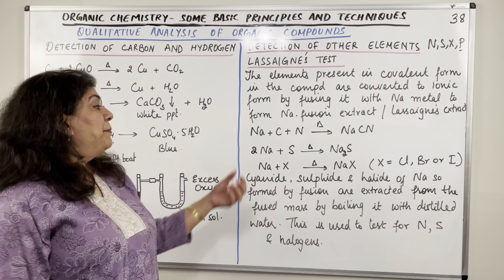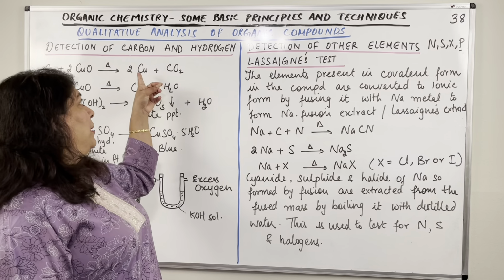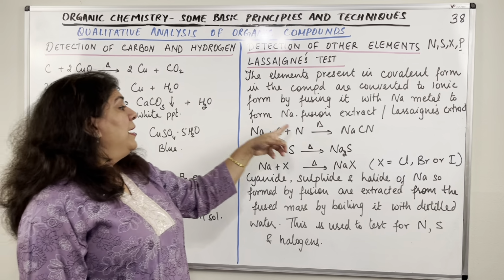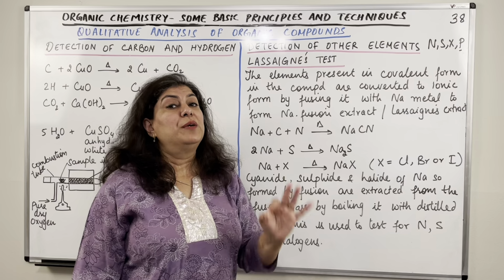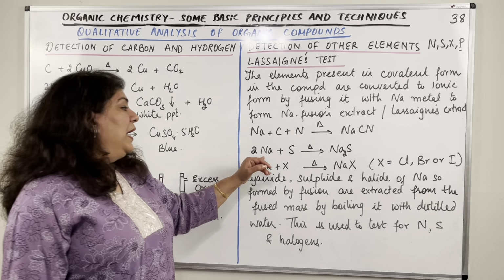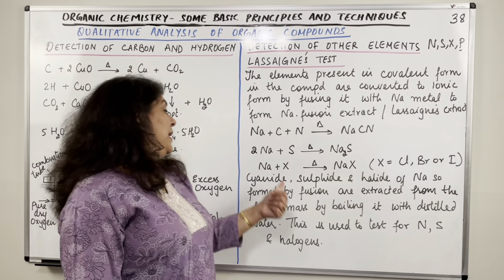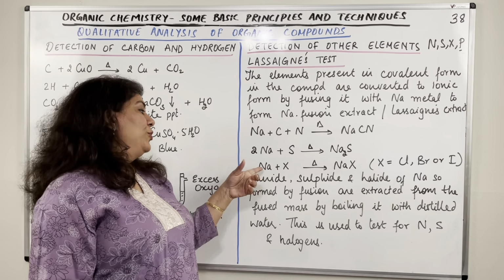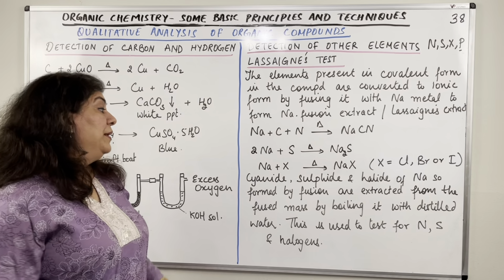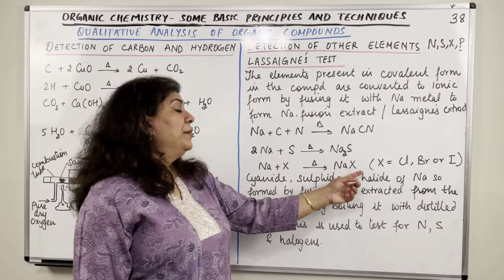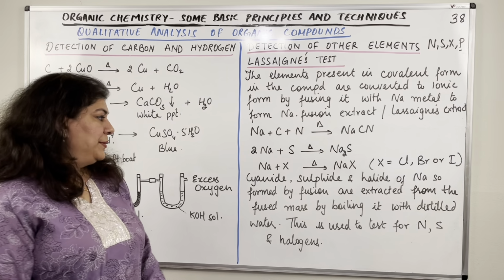Now, how does this happen? If you put sodium and the compound, of course, since it is an organic compound, we already know it contains carbon. And if it has nitrogen, it will result in the formation of a cyanide. Sodium cyanide will be formed. If sulfur is present in the compound, you will get sodium sulfide. If on fusion with sodium, any halogen is present, the halogen can be chlorine, bromine, and iodine, it will result in the formation of the sodium halide, that is sodium chloride, sodium bromide, or sodium iodide.